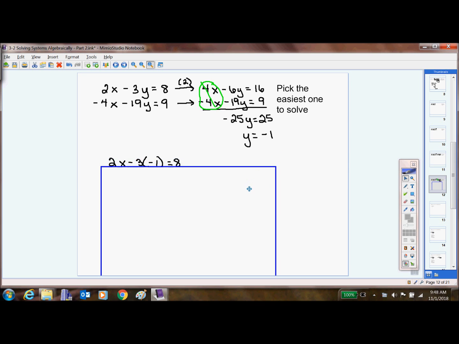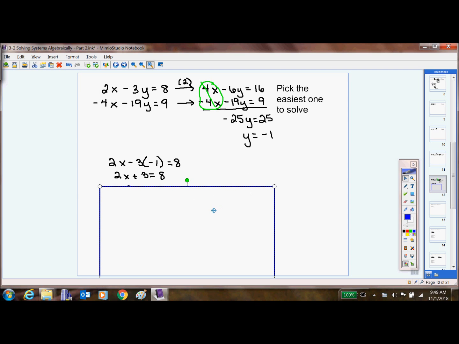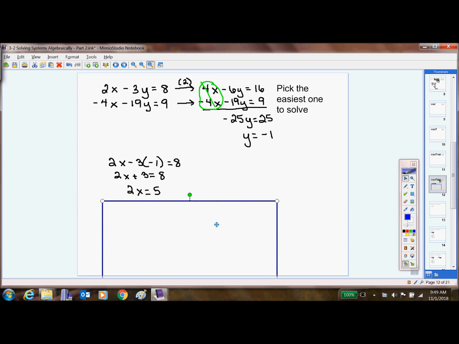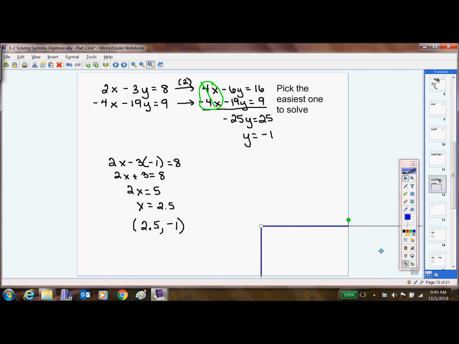Then you pick either equation, plug it in. Chose that one this time. Negative times negative makes positive. Subtract 3 from both sides. Divide by 2. We got a decimal, but that's okay. We can do 2.5. You may write 2.5 if you want. You can write 5/2 if you want. Either one, any of those would be considered correct answers.